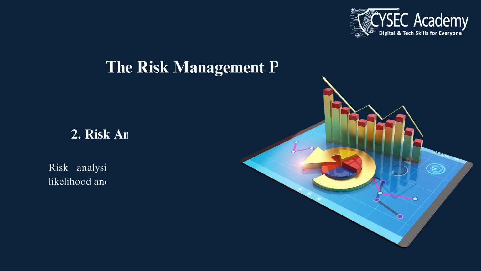2. Risk analysis. Risk analysis involves assessing the likelihood and impact of identified risks. This step helps prioritize risks based on their potential effect on the project. Risk analysis involves the following steps. 1. Assessing the likelihood of each risk occurring, probability. Determine how likely each risk is to occur.